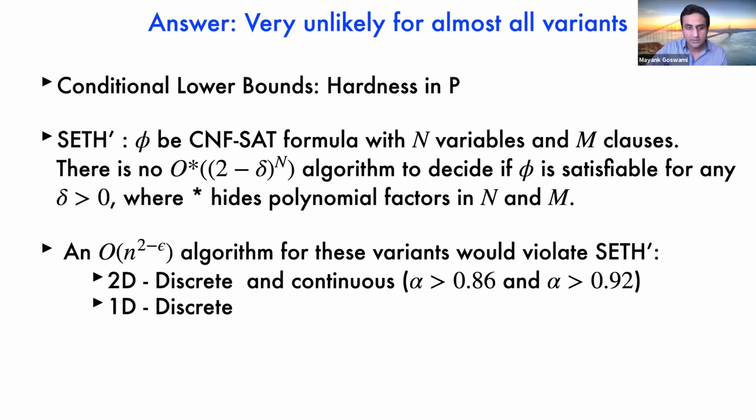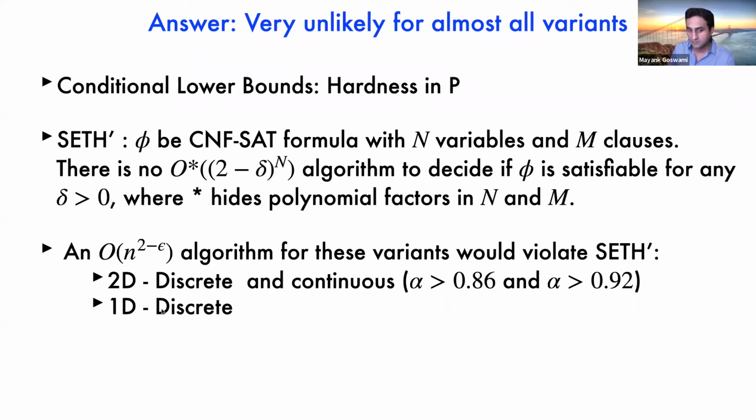So here's our result. If you had a subquadratic algorithm for any of these variants, then that would violate the strong exponential time hypothesis. And what are the variants? For 2D, both discrete and continuous social distancing width are subquadratic conditionally hard. In fact, they're even hard for approximation factors. For the discrete, anything better than 0.86, and for the continuous, anything better than 0.92.